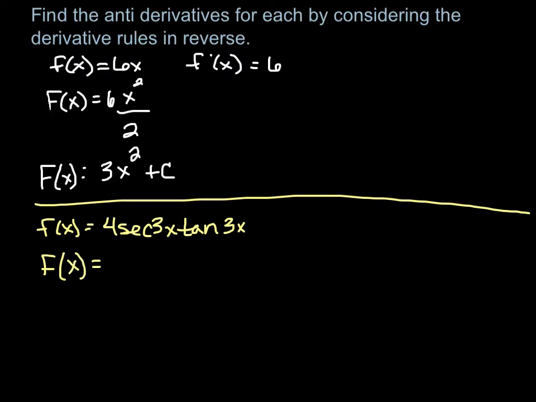And the antiderivative of secant tangent would be secant. So we have 4 secant of 3x divided by 3. Okay. Now if we took the derivative of this function here, we would end up back up here. So that's a little way to make sure you did it right. If you take the derivative of your antiderivative, you should get the original function.